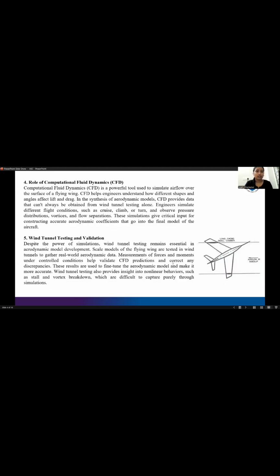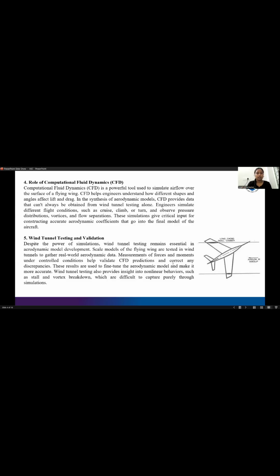Role of computational fluid dynamics. Computational fluid dynamics is a powerful tool used to simulate airflow over the surface of the flying wing. It helps engineers understand how different shapes and angles affect the lift and drag in the synthesis of aerodynamic models. CFD provides data that cannot be obtained from wind tunnel testing alone.